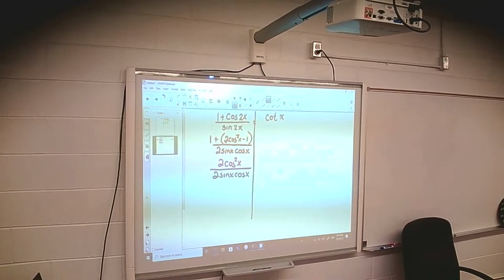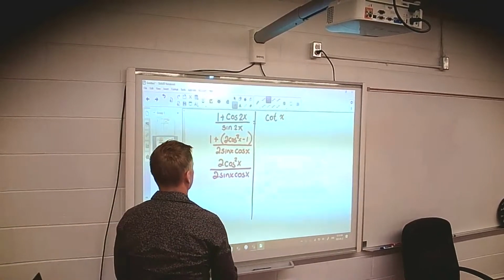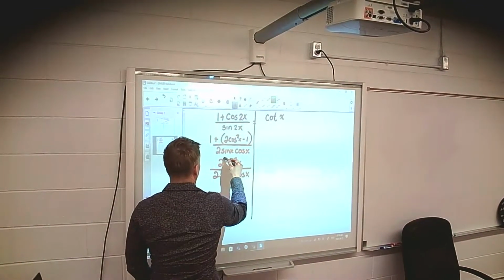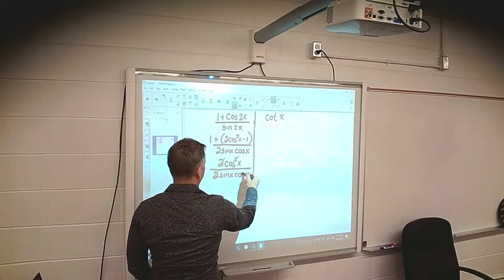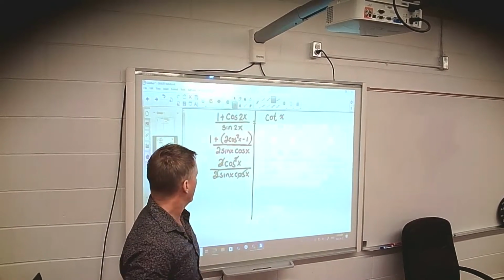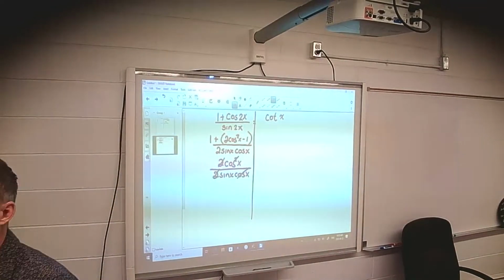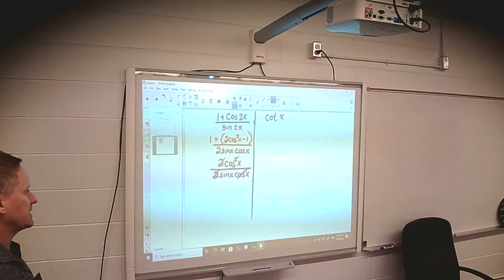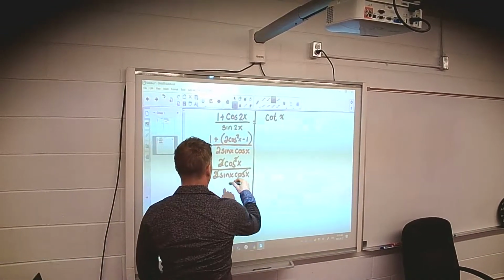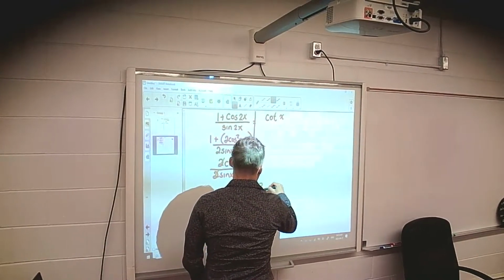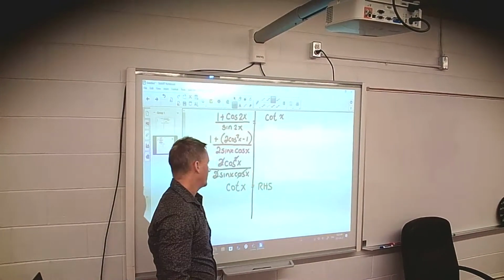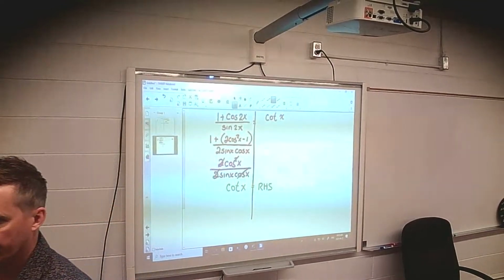All right. Simplify now. The 2's cancel. The 1 cos on top cancels with the 1 on the bottom. What am I left with? Cos x over sine x, which is equal to? Cotan x, equals the right-hand side.